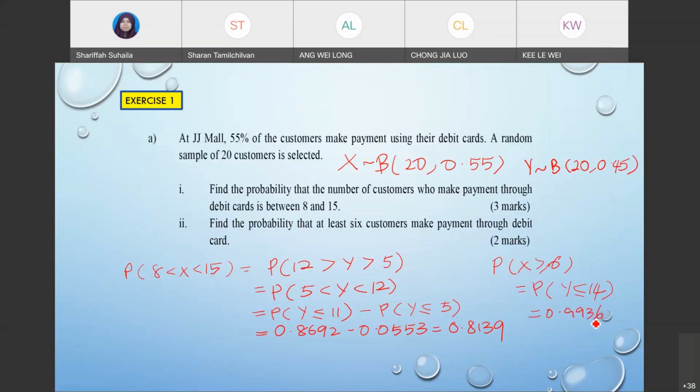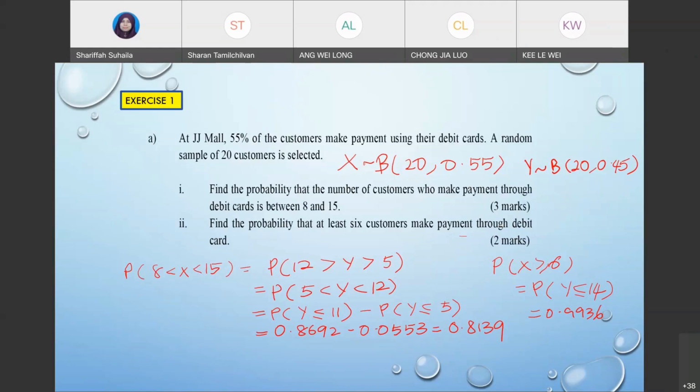Okay, so that is the case when your pi 0.55 is not included in your stats table. So again, let's say we want to find the probability that at least 6 customers do not make payment through debit card. So that means it's already in terms of your Y variable, so you just find it directly from your stats table, with pi 0.45. So read the question carefully, whether it is a complement of the pi given in the question or not.